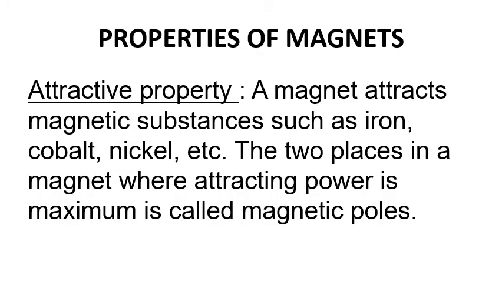Attractive property. A magnet attracts magnetic substances such as iron, cobalt, nickel, etc. The two places in a magnet where attracting power is maximum are called magnetic poles.